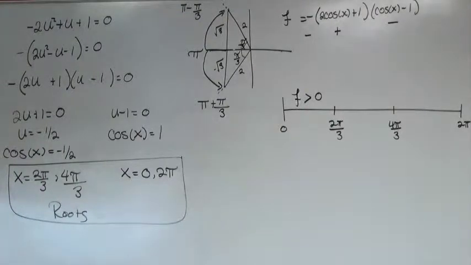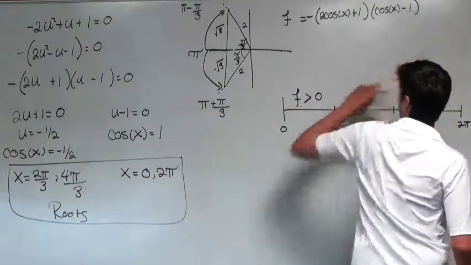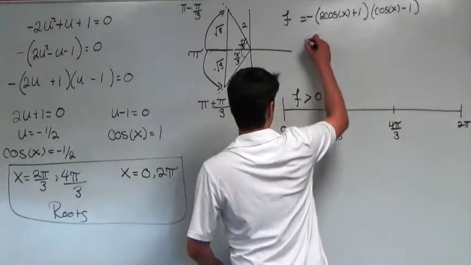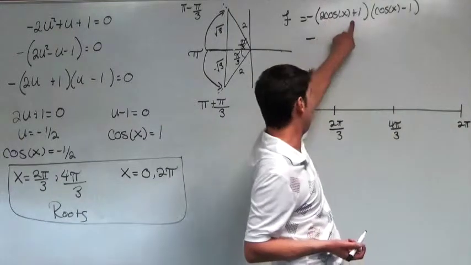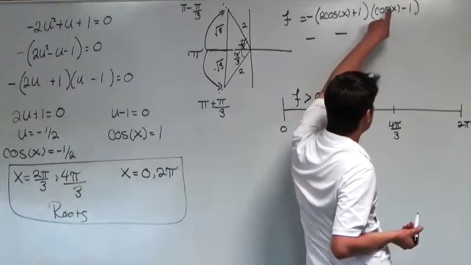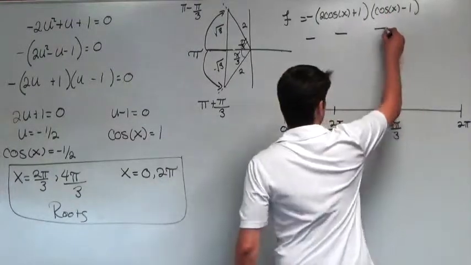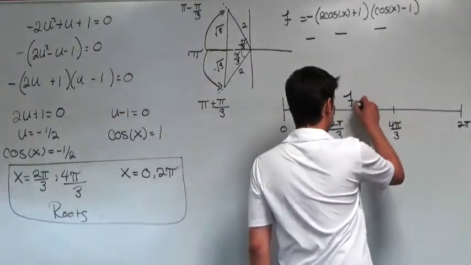Between 2 pi over 3 and 4 pi over 3 lives pi. And from the graph, we see that cosine of pi is negative 1. So we'll get a negative from out front. Cosine of pi is negative 1, so we get negative 2 plus 1, that would be negative. Cosine of pi is negative 1, so negative 1 minus 1 is negative, and the product of 3 negatives is negative.